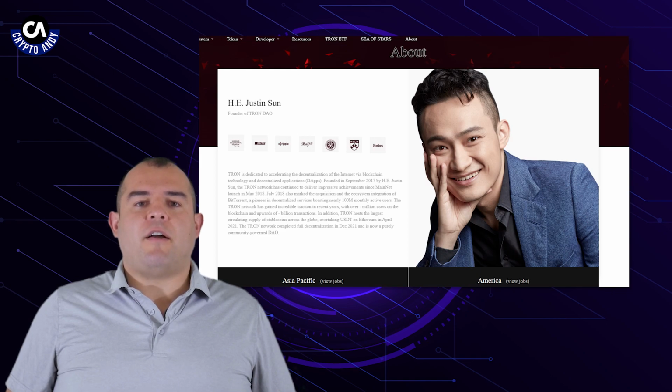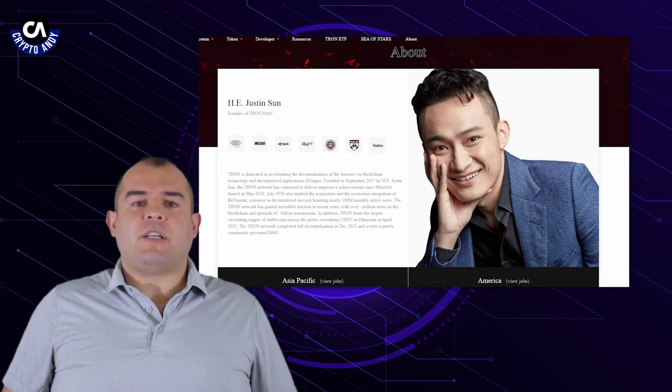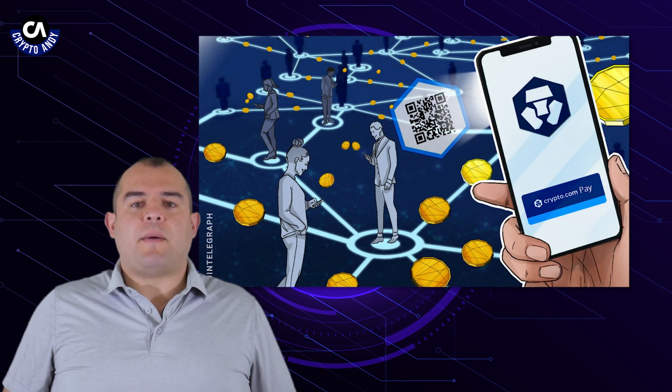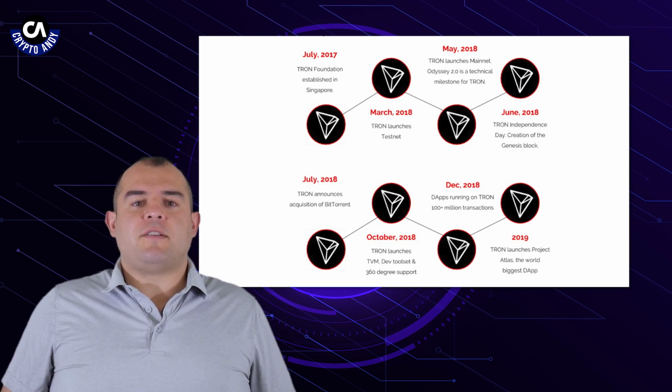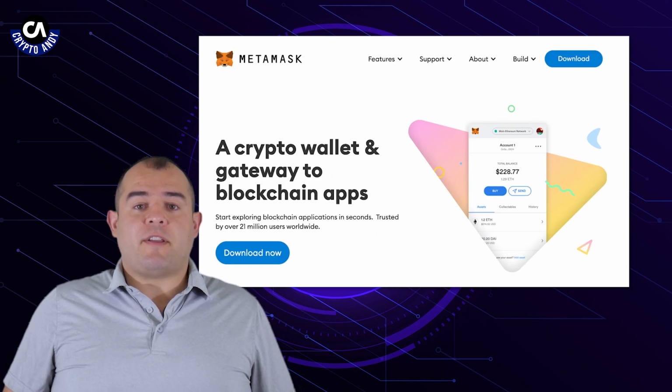Tron originated on Ethereum's blockchain and established itself in Singapore in July of 2017. It would go on to launch its testnet, Blockchain Explorer, and web wallet by March of 2018. The mainnet launched in May of 2018, and in June of the same year, Tron moved to its own blockchain with the creation of its Genesis block. In October 2018, Tron launched the Tron Virtual Machine, an Ethereum-compatible smart contract platform. More on the technology is discussed at the end of the video.